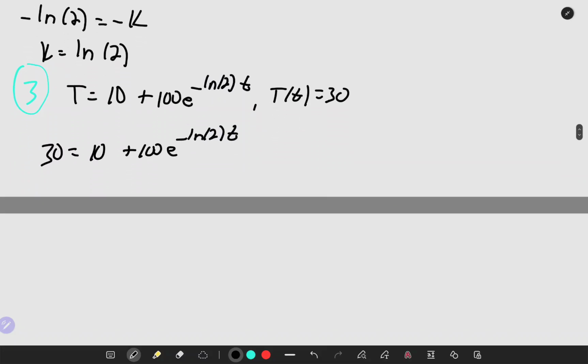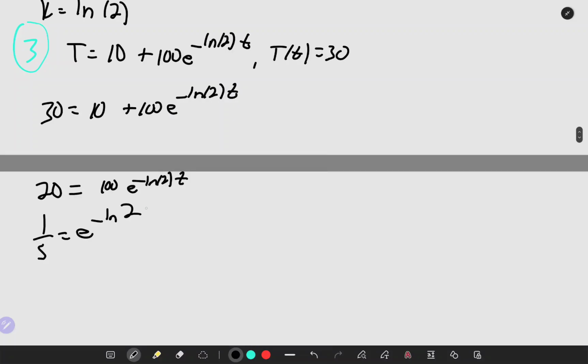And we need to solve for t now. So this would be 20, right? 30 minus 10 is 20, is equal to 100 times e to the minus ln of 2 times t. 20 divided by 100 becomes 2 over 10, which becomes 1/5, which is equal to e to the negative ln 2 t.